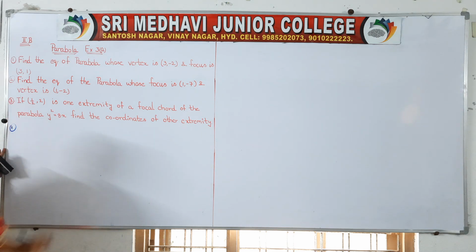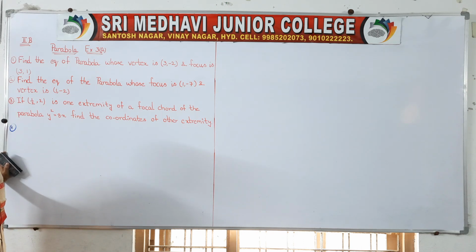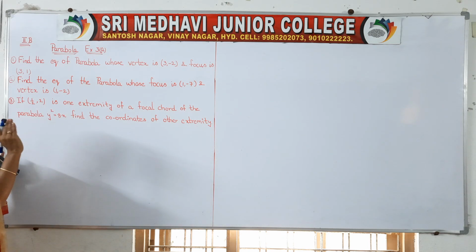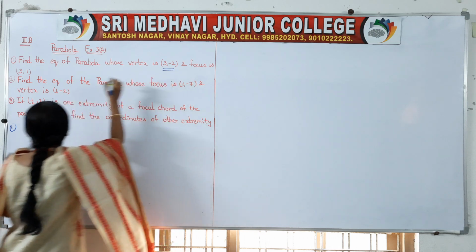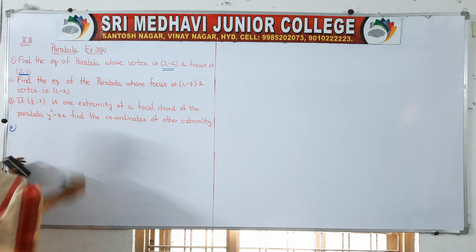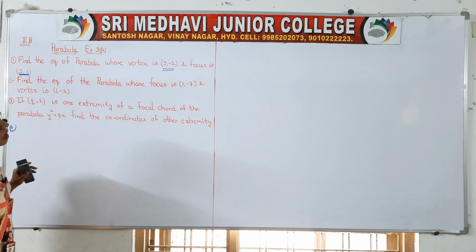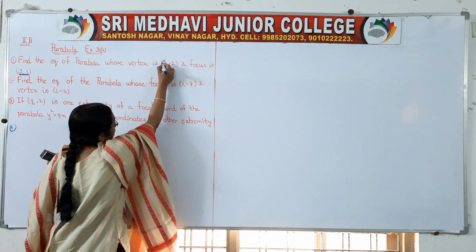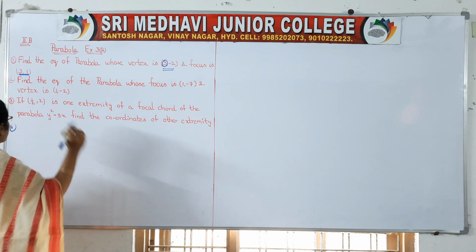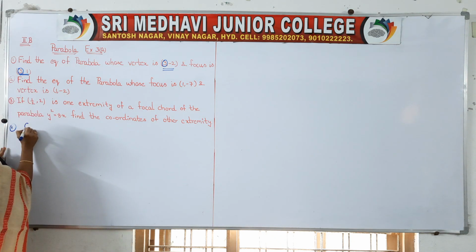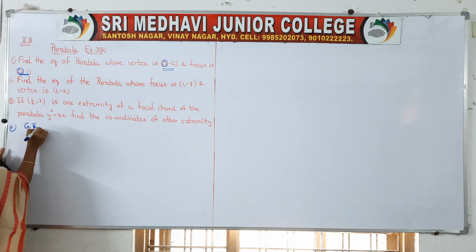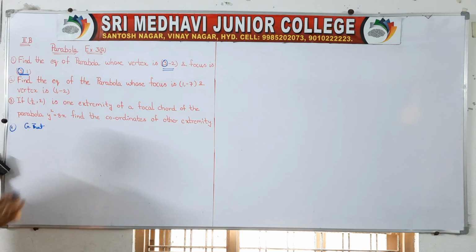So see, find the equation of a parabola whose vertex is (3, -2) and focus is (3, 1). So we have to find such a parabola whose vertex is given to you, right, and whose focus is given to you. If you observe the vertex, its x coordinate and the focus x coordinate both are the same. So come on, first write down the given information.